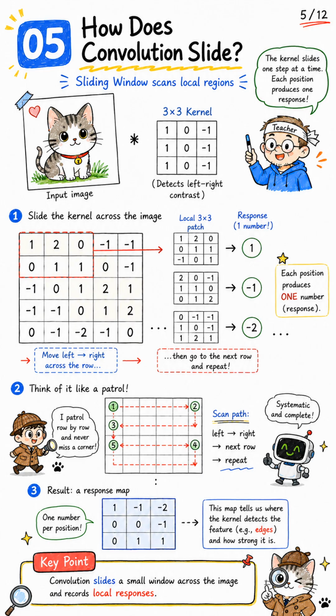The convolution kernel does not stay in one place. It slides across the image step by step. Imagine a detective walking through a crime scene, checking one small area at a time. At each position, the kernel performs a small calculation with the pixels under its window. Then it writes down the result. When it finishes scanning the whole image, we get a map of responses. Where the pattern is strong, the response is high. Where the pattern is weak, the response is low. So convolution means: slide a small window across the image, calculate local responses, and record useful features.